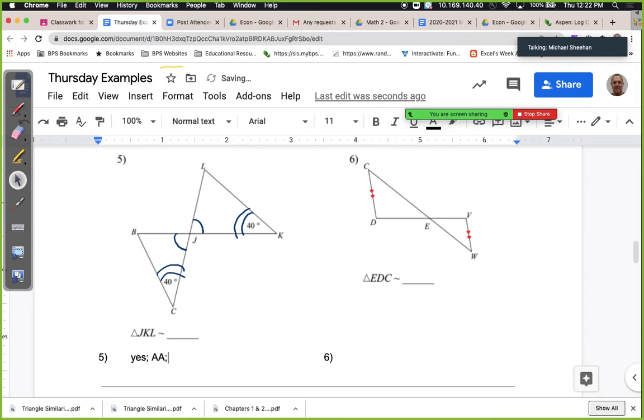And now I want to be careful about the order of the angles. So first of all, JKL is the top triangle. They start off with angle J. So angle J in the top triangle matches up with angle J in the bottom triangle. So I'm going to use J first. And then they give K second. Well, K is the 40-degree angle. Down here, C is my 40-degree angle. So C has to be next. And then B must be last.